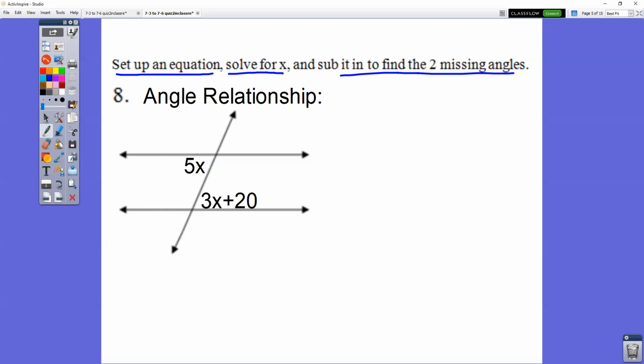First of all, say whether it's supplementary, corresponding, alternate interior, or vertical. Set up an equation, solve for x, and sub it back in. Go ahead and do question number 8, please.